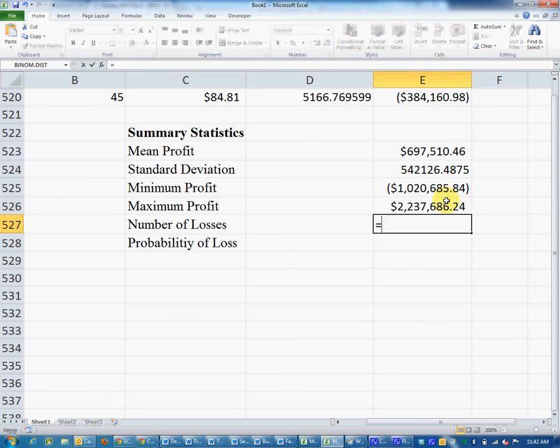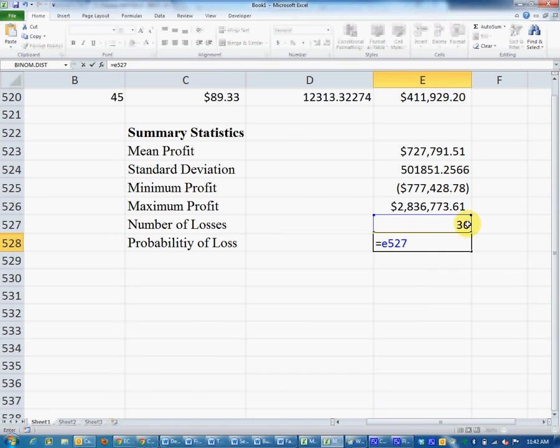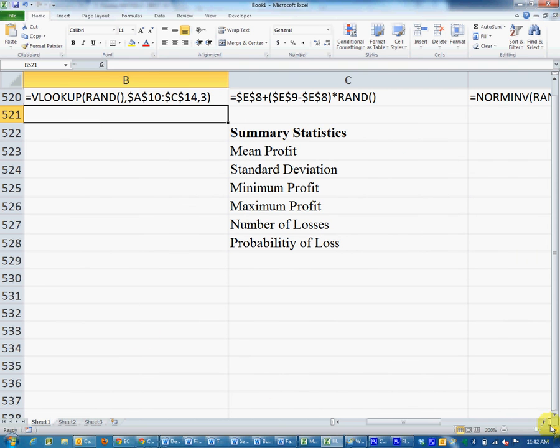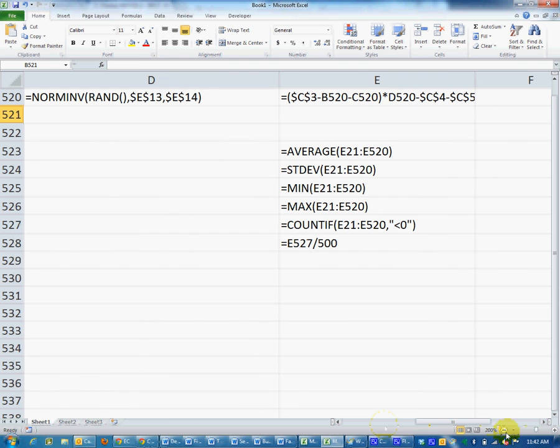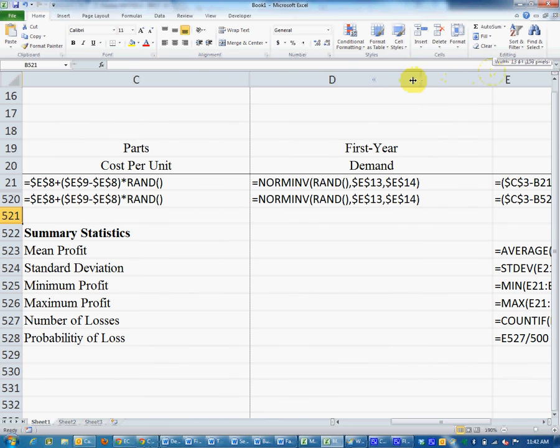Number of losses, this is COUNTIF, comma, open, less than 0, close. Like I said, I'll open all these up in just a second. And the last one equals E527 divided by 500. All right. Okay, those are the formulas.